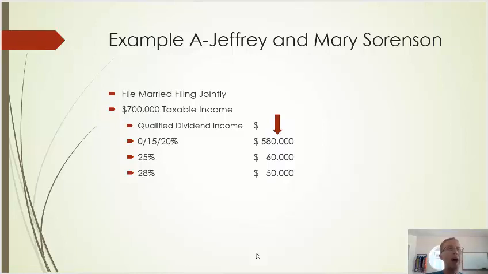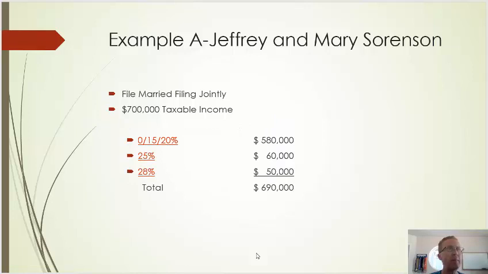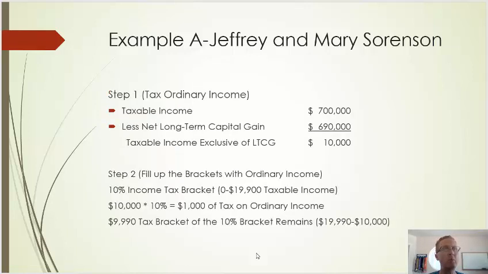Okay, so when I add up all this preferential gain and I subtract it from the 700,000, I've got 690 less 700. So what's my ordinary income of my taxable income? Well, I'm down to 10,000. So I may have had 100,000 of taxable income to start with. I may have had $800,000, let's say, but I had a whole bunch of itemized deductions.